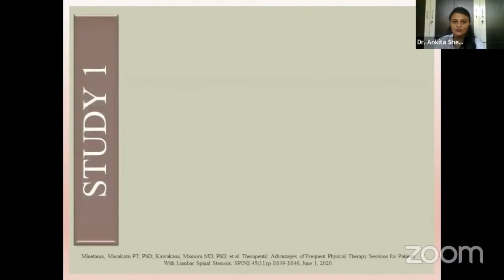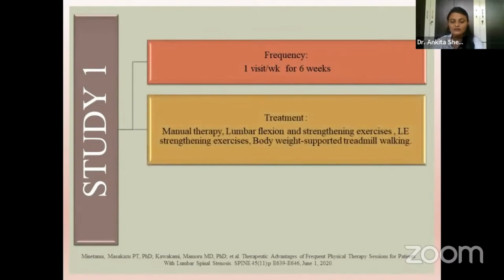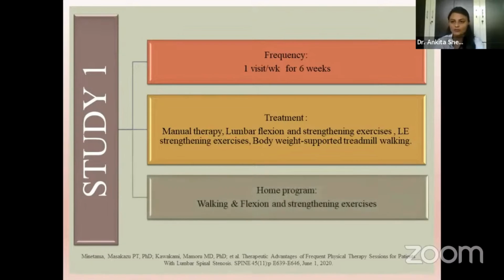It included 2 studies. Study 1 had a frequency of patients visiting once a week for 6 weeks. They followed treatment of manual therapy, lumbar flexion and strengthening exercises, lower extremity strengthening exercises, body weight supported treadmill walking, and a home program of walking and flexion with strengthening exercises.